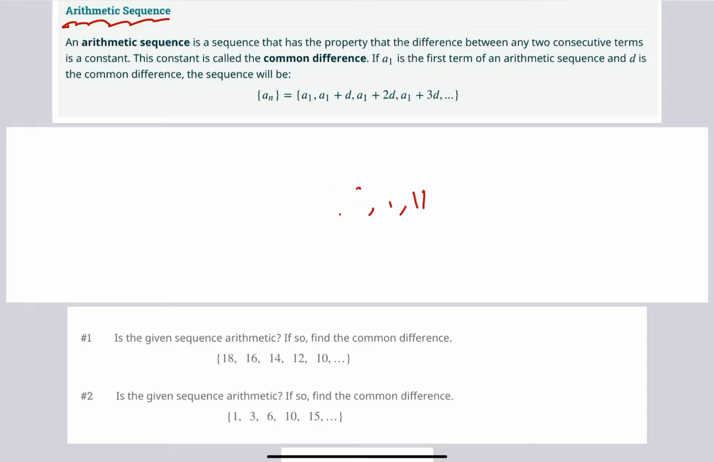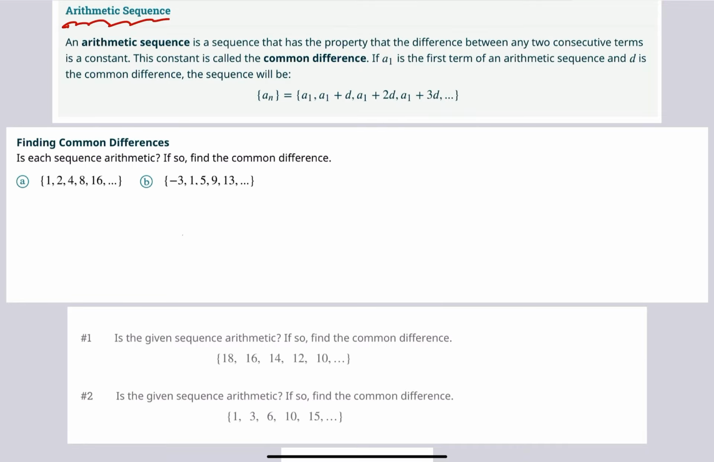Now, let's have a look at these two examples. Is each sequence arithmetic? If so, find the common difference. They're asking us to determine whether each sequence is arithmetic or not. Looking at the first one, 2 minus 1 is simply 1, 4 minus 2 is 2, 8 minus 4 is 4, 16 minus 8 is 8. Does this look arithmetic to you? Well, not really, so A is not arithmetic.